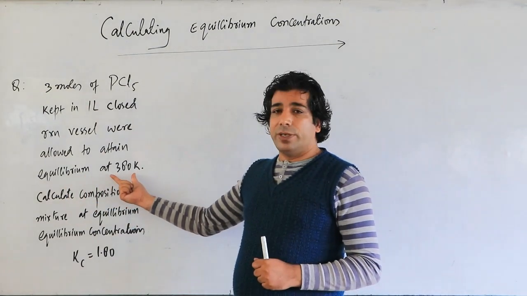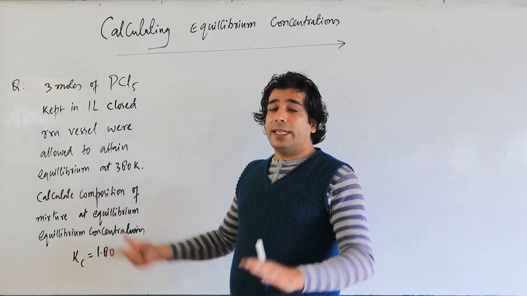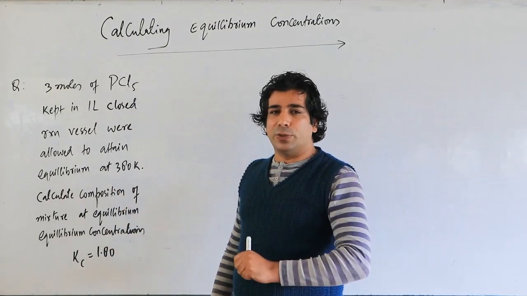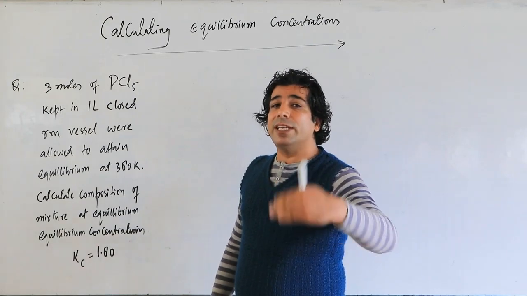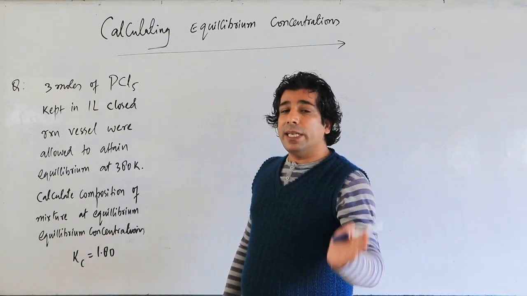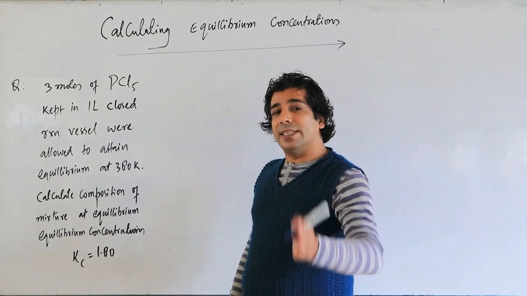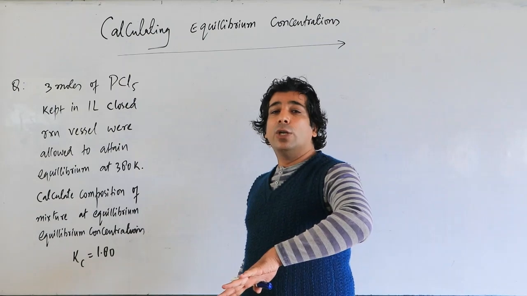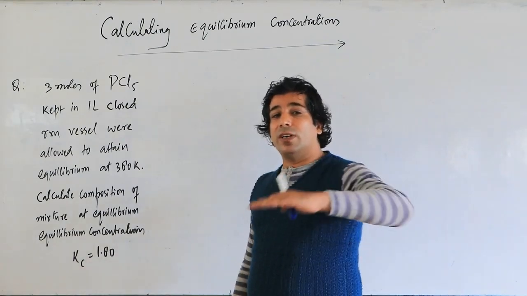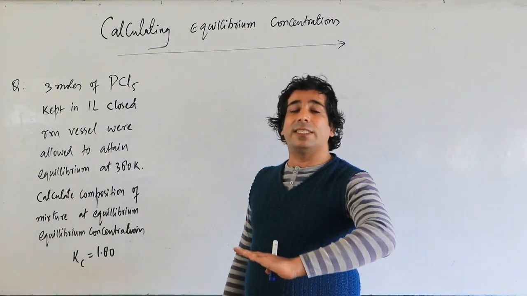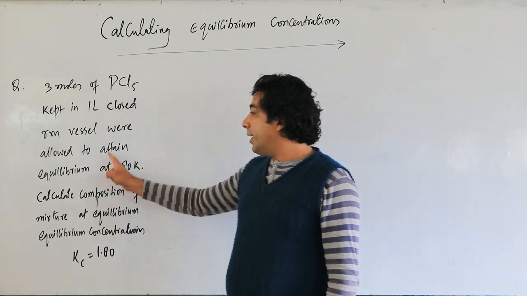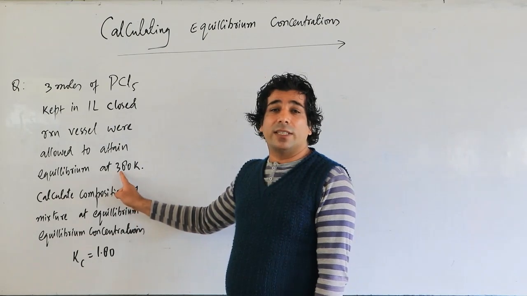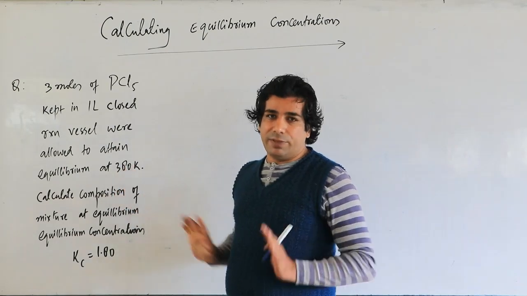At which temperature? 380. At the beginning, PCl5 will break into PCl3 and Cl2. But once the equilibrium is reached, PCl5 will break into PCl3 and Cl2, and PCl3 plus Cl2 will combine to form PCl5. So forward and backward reactions take place simultaneously when equilibrium is attained. And this reaction is carried out at a constant temperature of 380 Kelvin, correct?